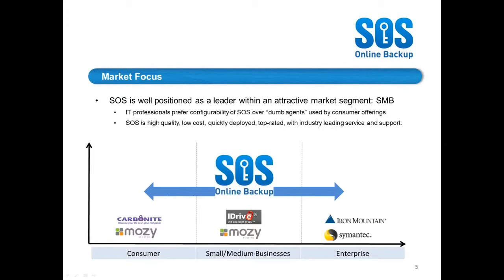Some of these other brands on this slide you might be familiar with, and this slide just attempts to position those other brands in terms of their focus. Obviously, Carbonite and Mozy, very much consumer-centric, home user-focused solutions. And then Iron Mountain, Symantec, both very much enterprise solutions, very expensive to use. Where we sit and where we like to focus is on that 5 to 50 employee small business.